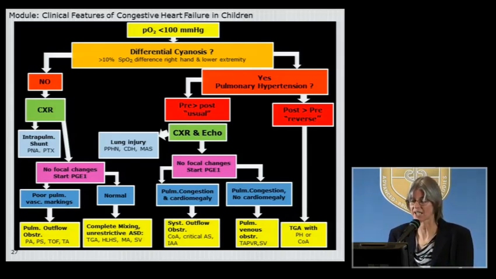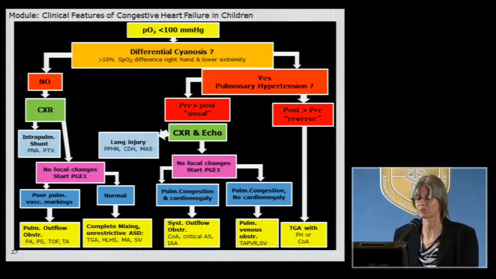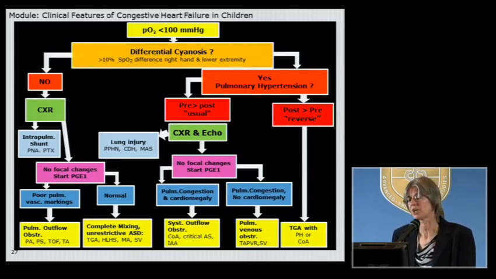Now, let's say you have the differential diagnosis and your sats are higher in the right hand than in the lower extremity. That is an indication that you have pulmonary hypertension. Now you have to decide, is it the usual one, that the pre ones are higher than the post ones, or is it reverse? So if it's the usual one, once again, look at the chest X-ray, any evidence of a blunt lung injury, meconium aspiration, congenital diaphragmatic hernia, or persistent pulmonary hypertension, the lung injury. If you have no focal changes, then start PGE, look at the chest X-ray again. Is the heart big or is it not big? It will give you evidence if it's more of a systemic outflow obstruction or pulmonary venous obstruction.